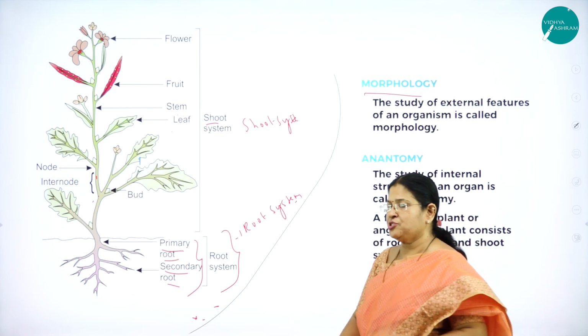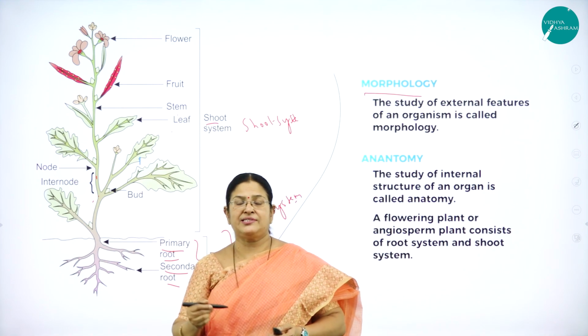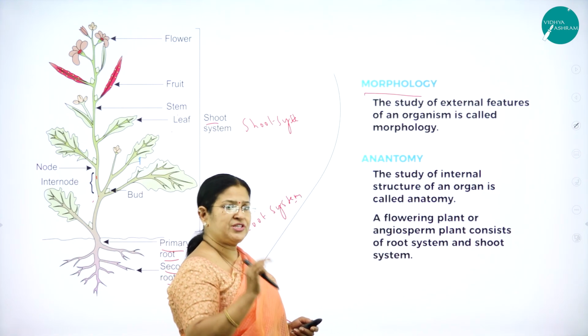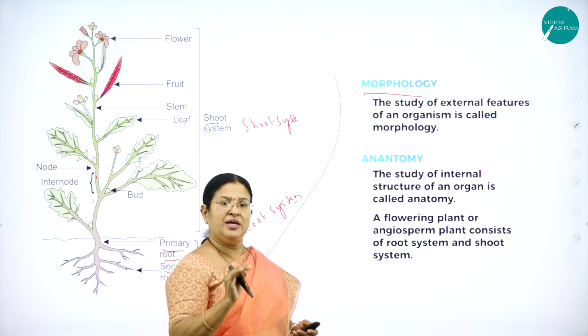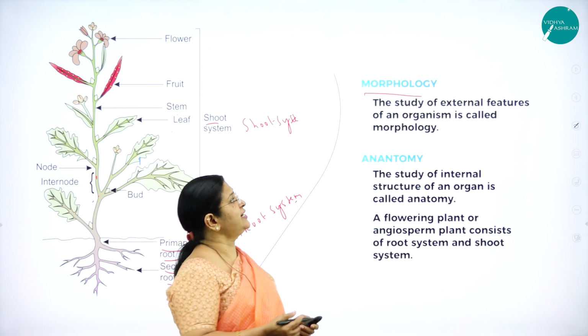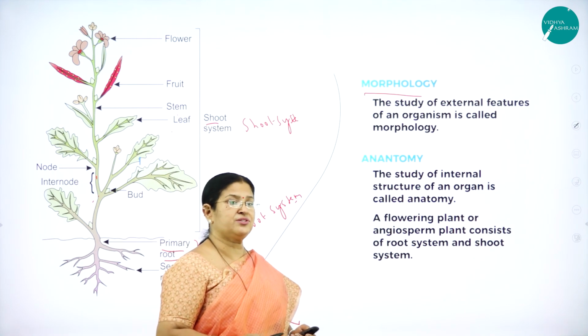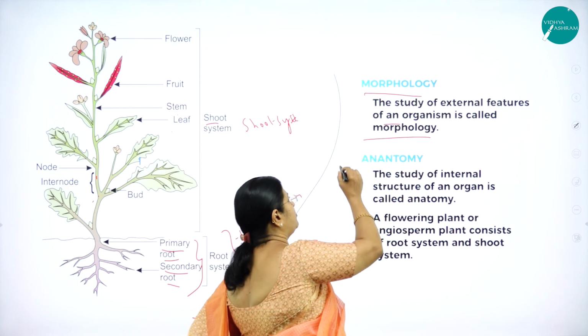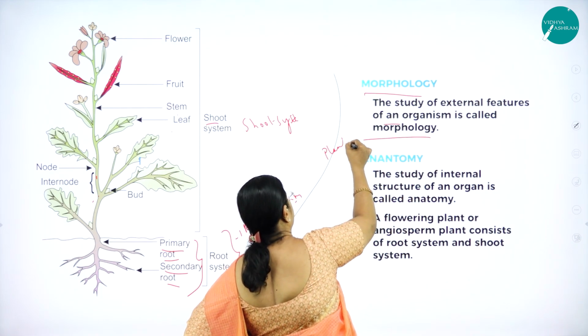Now let us see certain terms. As I said, you should understand certain terms, for example morphology, anatomy and physiology. First we have to understand these three terms clearly to understand this chapter. What is morphology? As I said, the study of external features of an organism is called morphology. Here we are talking about what? Plant morphology.